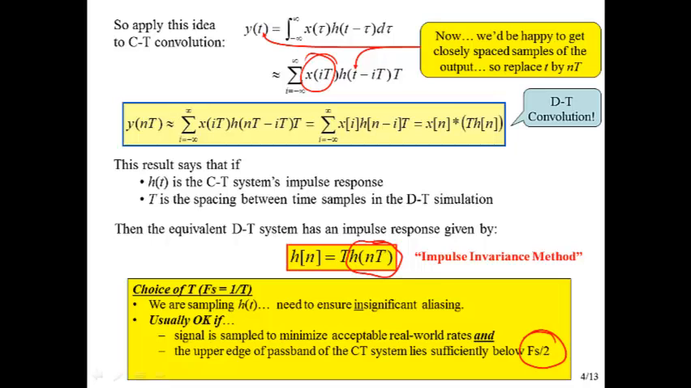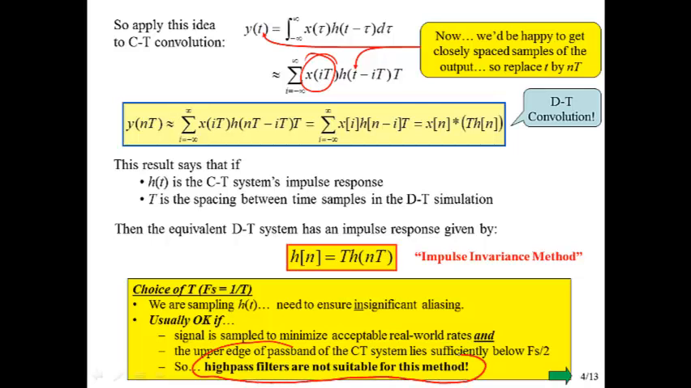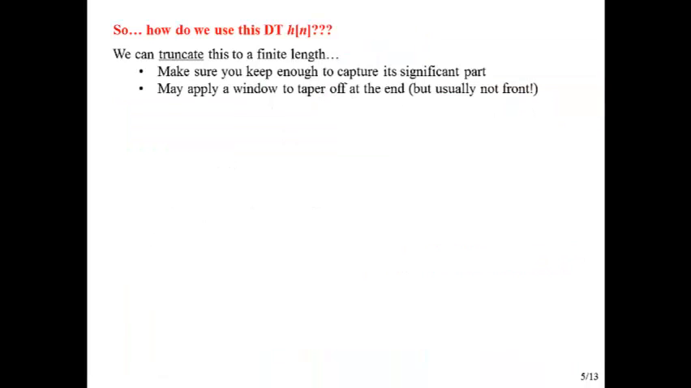So what that means is that there has to be an upper edge of the pass band. So a continuous time high pass filter has no upper edge on its pass band. So this method is totally unsuitable for implementing a high pass filter or anything that looks like a high pass filter that has no upper bound on its pass band. We'll see another method that does allow us to handle high pass filters, and we'll be talking about that method in just a little bit.